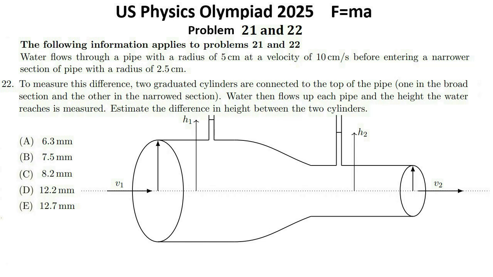Problem 22. To measure this difference, two graduated cylinders are connected to the top of the pipe, one in the broad section and the other in the narrowed section. Water then flows up each pipe and the height the water reaches is measured. Estimate the difference in height between the two cylinders.